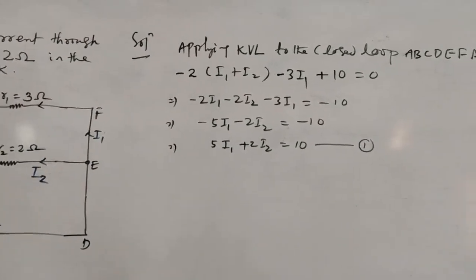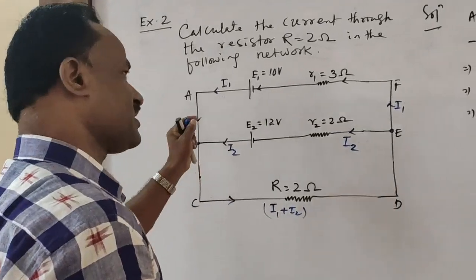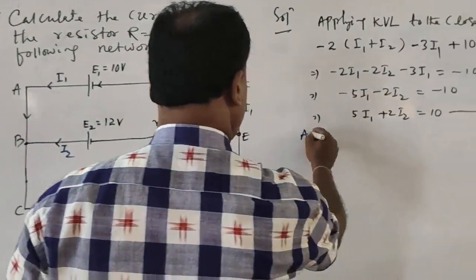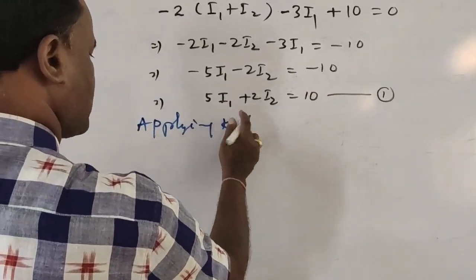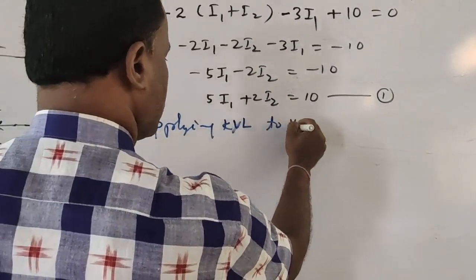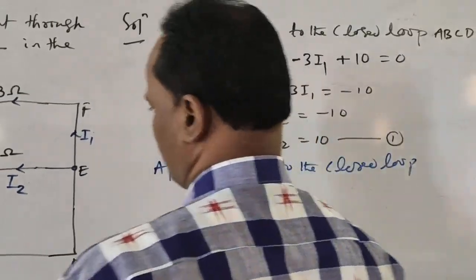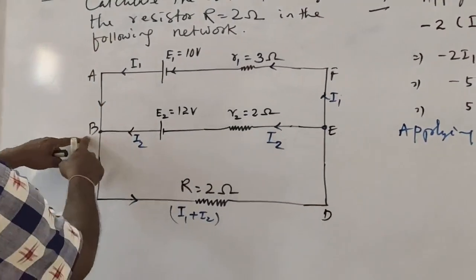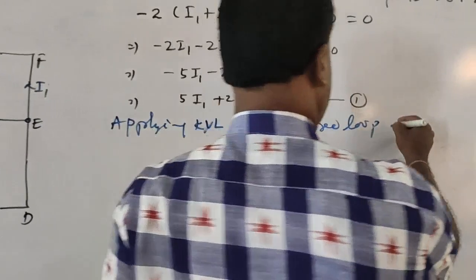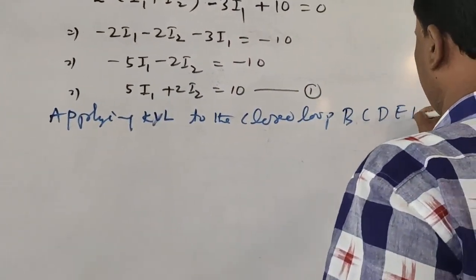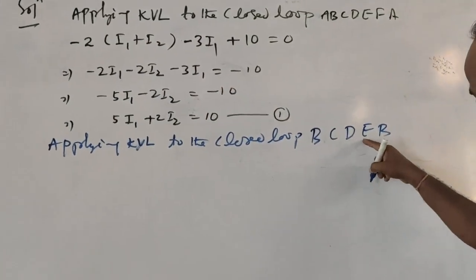Again, to find the value of I1 and I2, consider another closed circuit and apply the same KVL rule, Kirchhoff's voltage law, to the closed loop. You select another closed loop, suppose I select the closed loop B, C, D, E, B. Count your points: B to C, C to D, D to E and E to B.